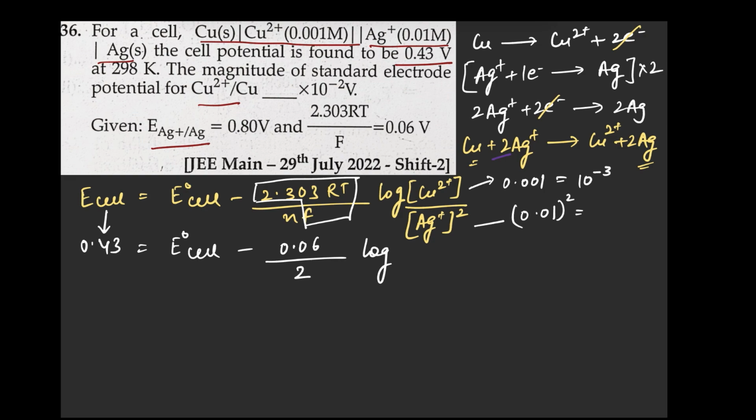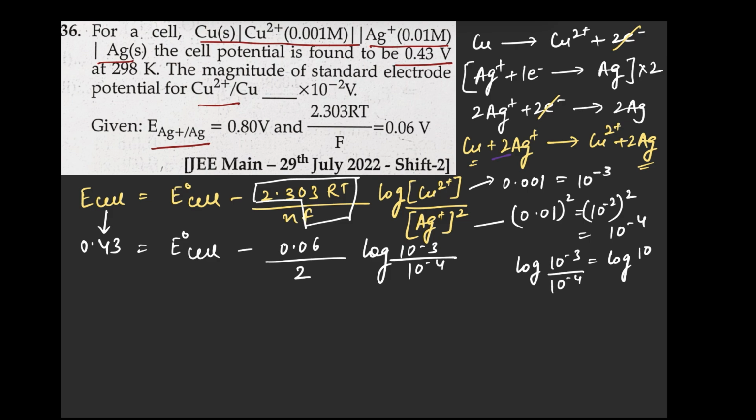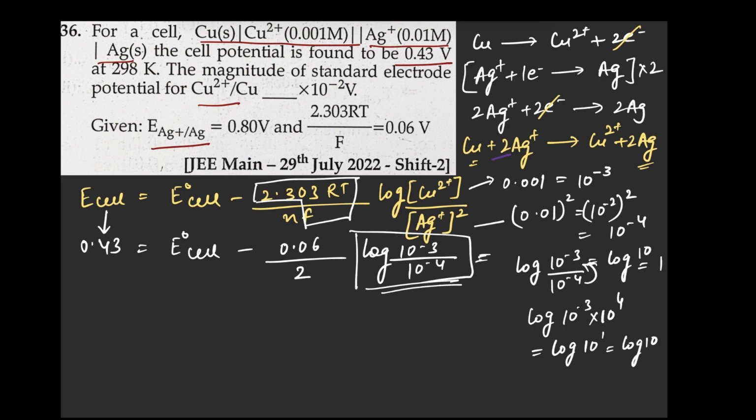So this becomes 10 to the power minus 2 raised to the power 2, which is equal to 10 to the power minus 4. So here it can be written as 10 to the power minus 3 divided by 10 to the power minus 4. Now log of 10 to the power minus 3 divided by 10 to the power minus 4 is equal to log of this 10 to the power minus 4 goes to the numerator and this becomes log 10 to the power minus 3 into 10 to the power 4. Now minus 3 plus 4 is 1, so this becomes log 10 to the power 1, which is equal to log 10, and log 10 value is 1. So this entire term becomes equal to 1.